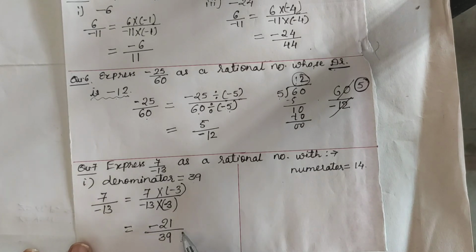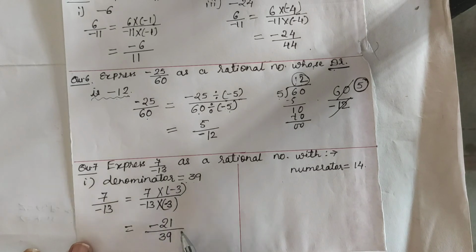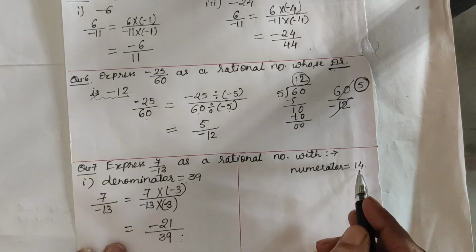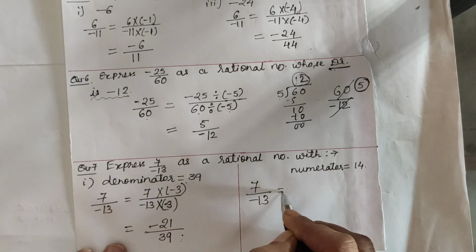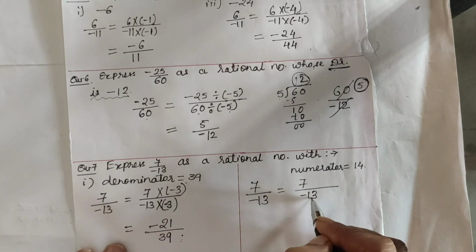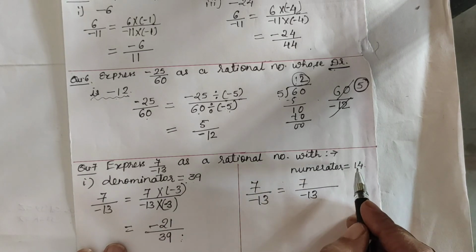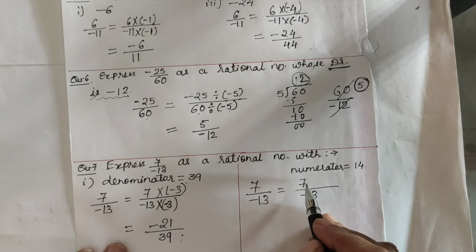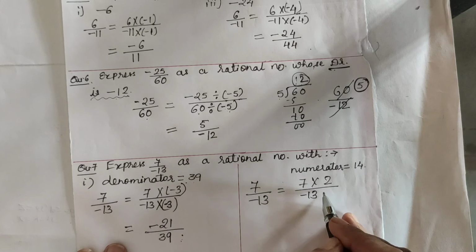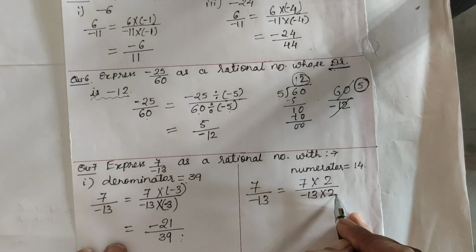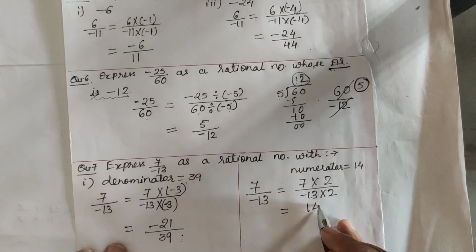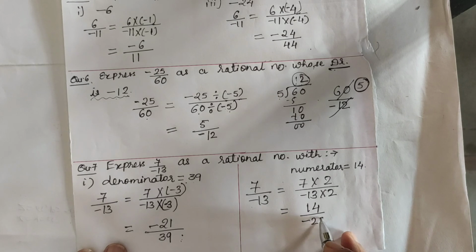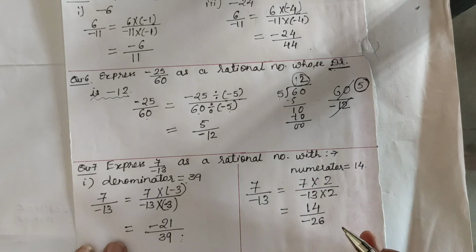See, you have to check at last whether the given condition is satisfied or not. See, now numerator you want as 14 of what rational number? 7 by minus 13. So 7 by minus 13 you will write as it is. As numerator you want 14, it means the number is increasing. So 7 2s are 14, and here also you will multiply by the same number so that the given rational number remains unchanged. Now 7 2s are 14 and here minus 26. So I hope you understood all the examples we have taken today.